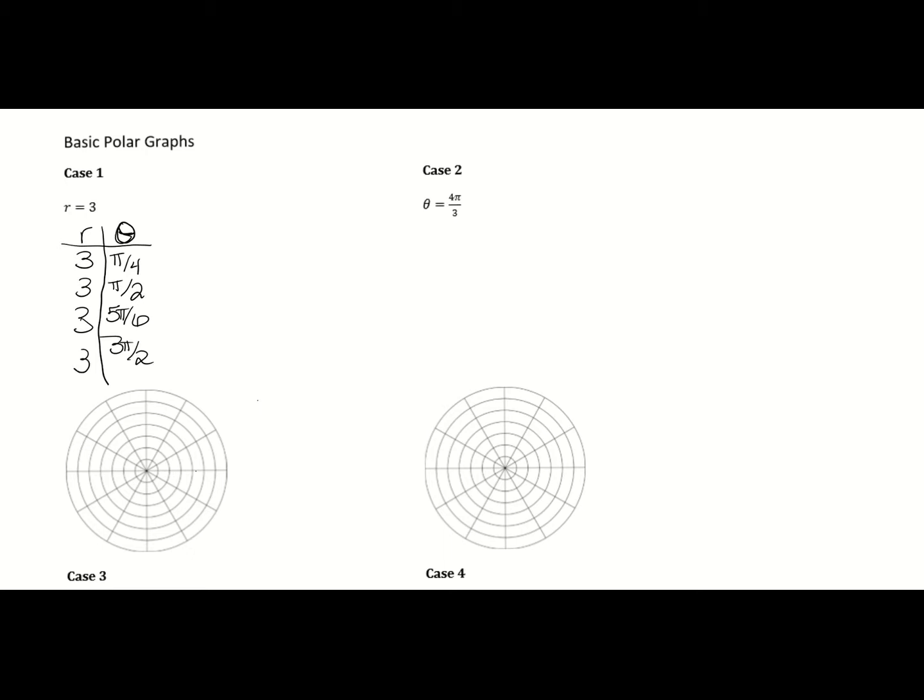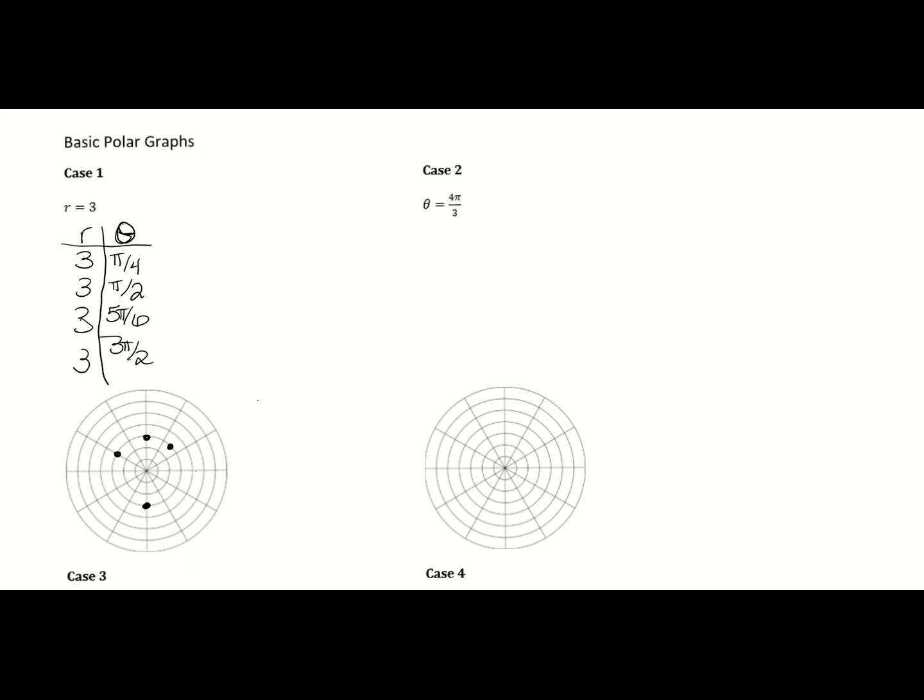Right? I could pick 3 pi over 2, and r is still going to be 3. So here in this situation, let's plot these points. I have pi over 4, which is right in the middle of quadrant 1, 3. I have pi over 2, 90 degrees, 3. 5 pi over 6, 3, and let's do 3 pi over 2, and it's always 3. So if you can imagine that you look at the first counterclockwise revolution, you're looking at the angles from 0 to 2 pi, it's always going to be 3. And remember that when you're picking an angle, the angles are encompassing the full circle.